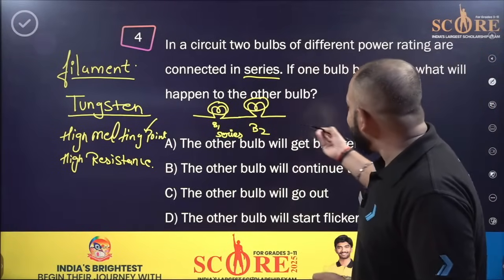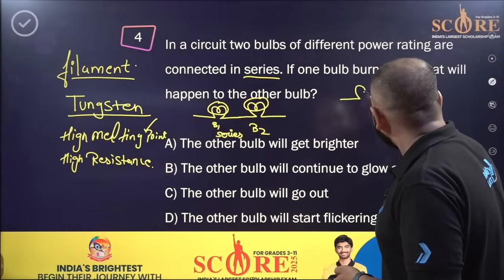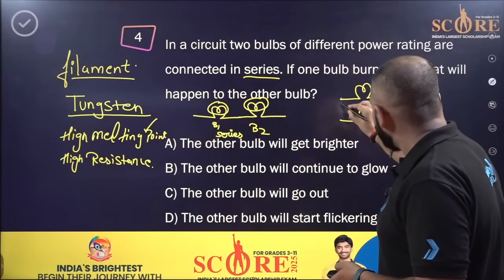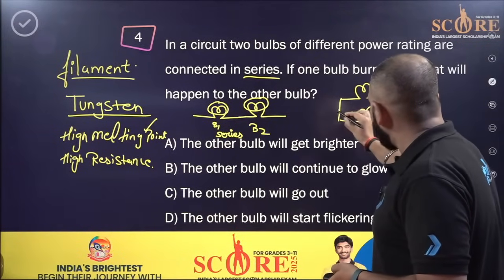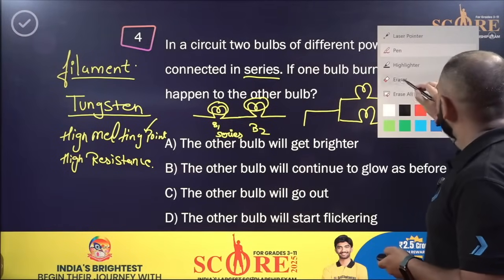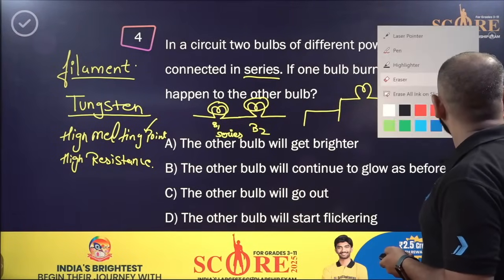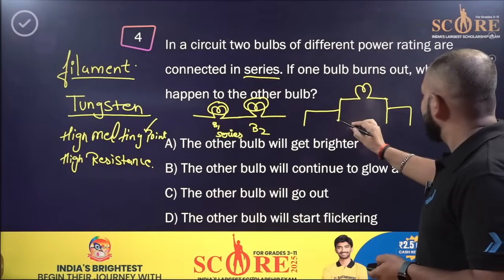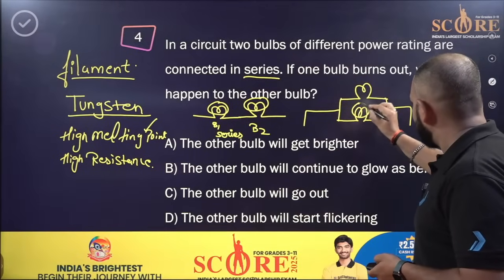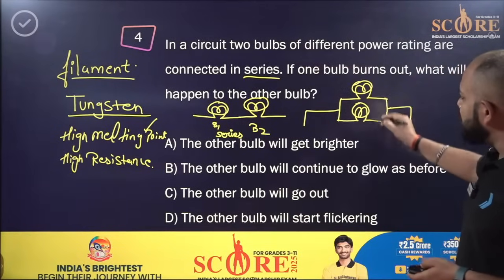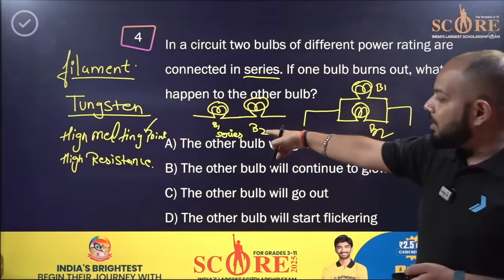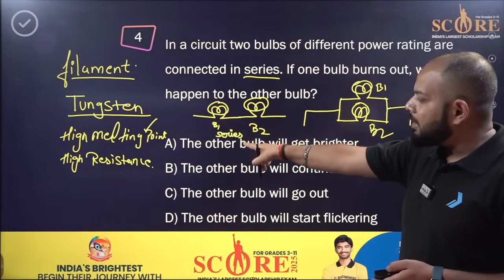Okay, so now for the parallel one, this is the one, this, and from here I'll give the current to it. Let me draw this one once. Okay, so these B1 and B2 are in parallel. But what the question is saying is that both the bulbs are in series.